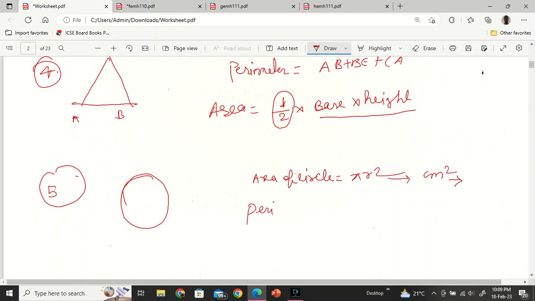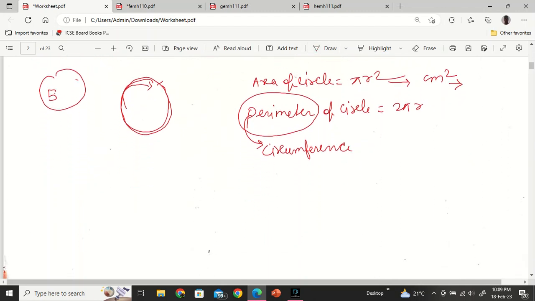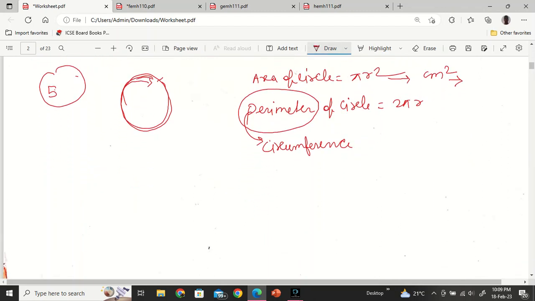And again perimeter is equal to 2 pi r. But here we don't say perimeter in terms of a circle. This is the length of this boundary, it's called perimeter, but we don't say boundary. There is a special name for this: circumference. Circumference of a circle. Okay. And area is the surface bounded by this circumference for a circle.